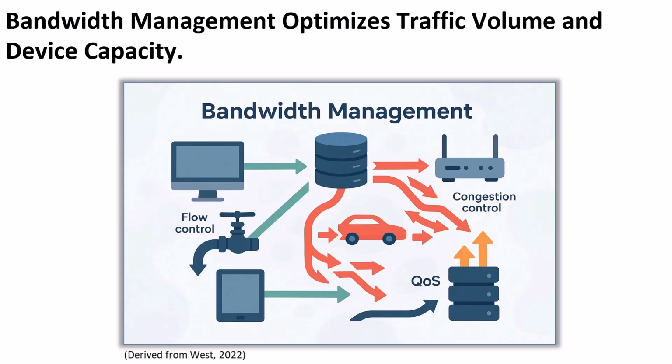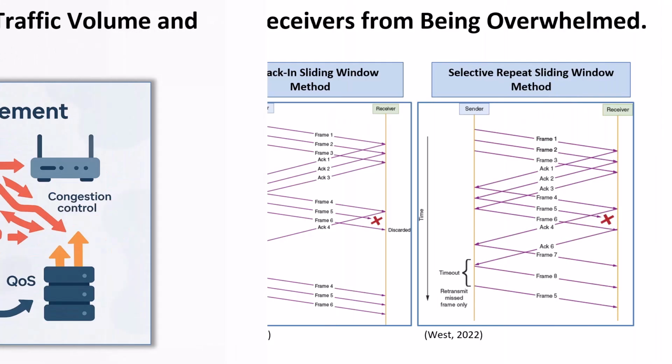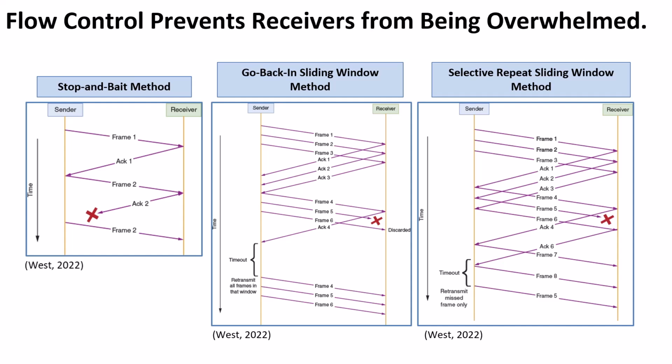Let's start with flow control, how we can keep traffic balanced between endpoints. Flow control prevents receivers from being overwhelmed. Flow control prevents a receiving device from being overwhelmed by more data than it can handle. It works at the data link or transport layers using two main styles: rate-based, which caps how fast data is sent and drops the excess, and feedback-based, where the receiver signals the sender to slow down.